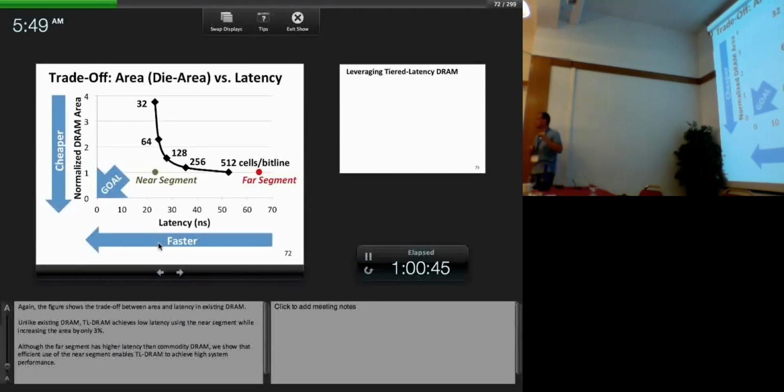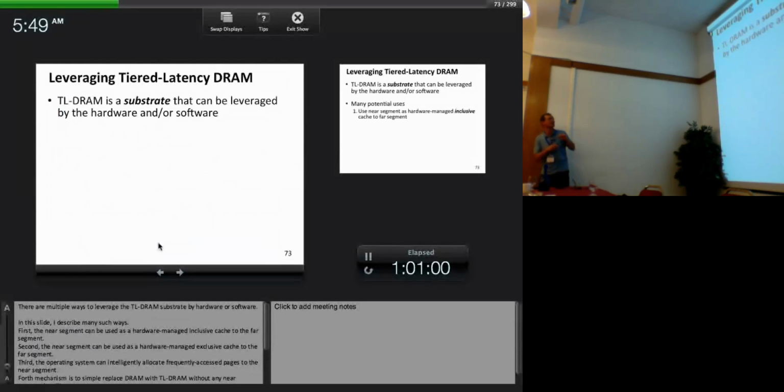Then the question is, how do you actually use this? Yes? What kind of benchmark have you used for this? So I'll show you. I'll discuss that. A wide variety of benchmarks. And some benchmarks don't fare that well. Basically, you have to keep the data in the near segment if you want to take advantage of this.